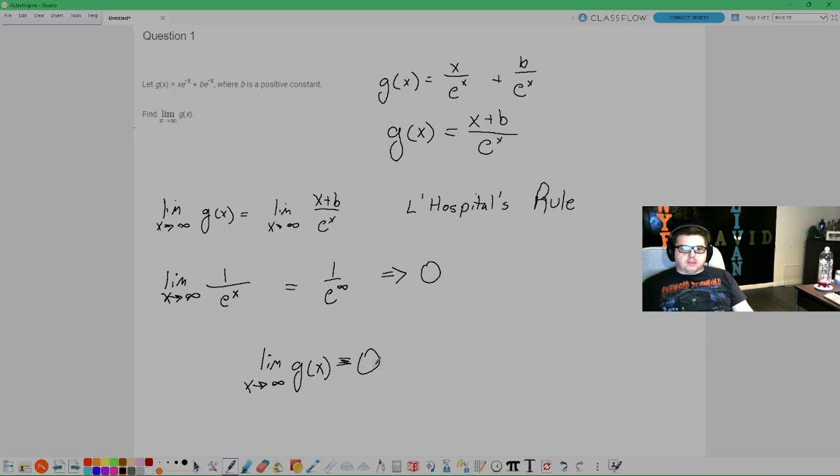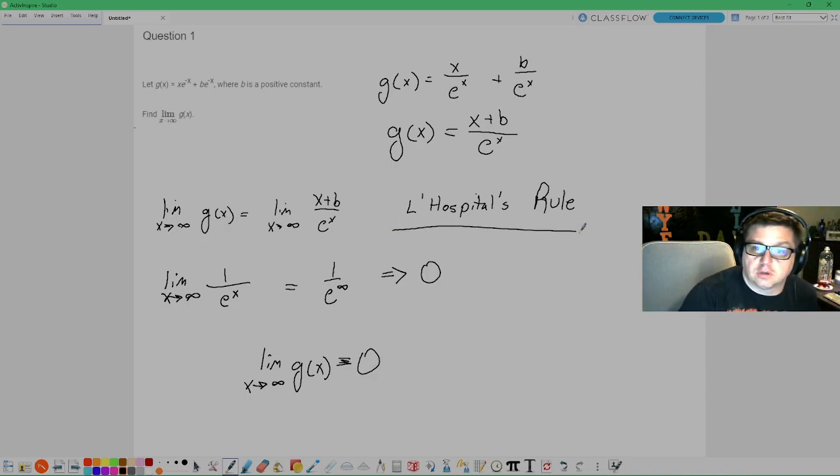But I would definitely talk about applying L'Hopital's rule, or using L'Hopital's rule, or stating that there's L'Hopital's rule. So that's all you need to do for the first one.